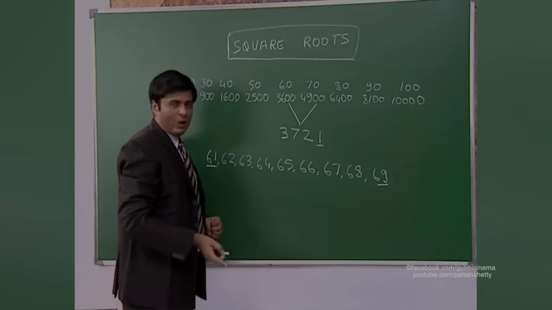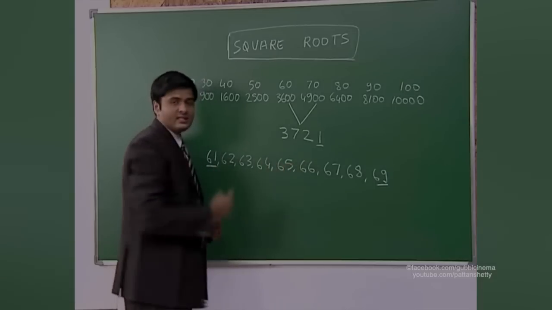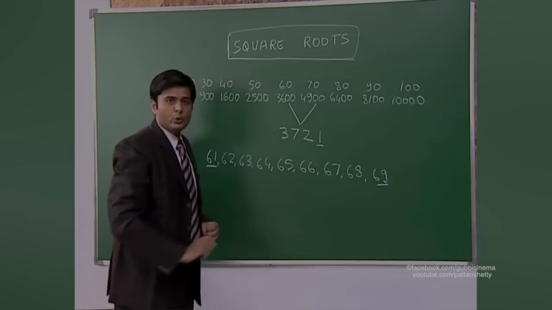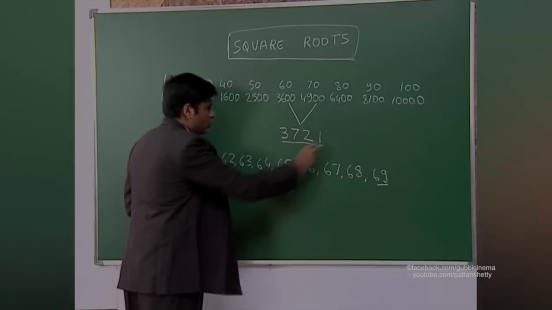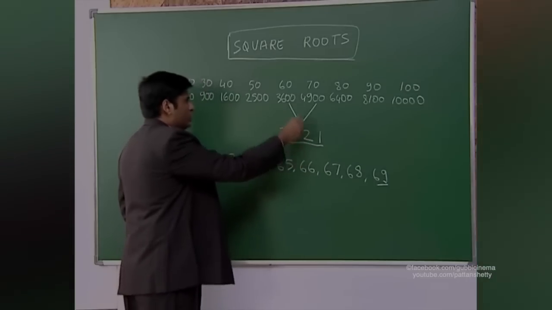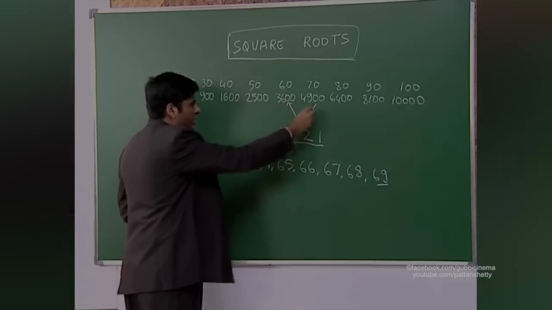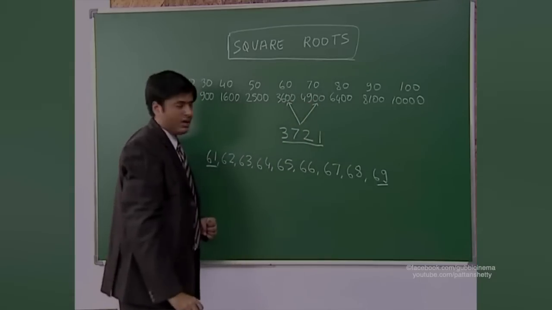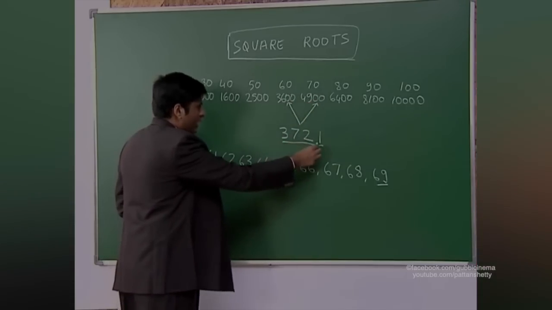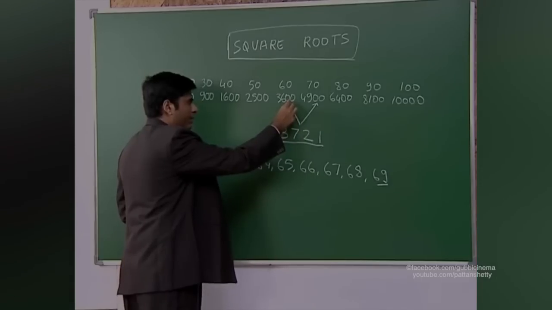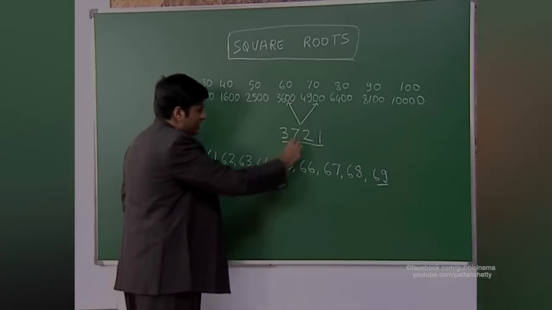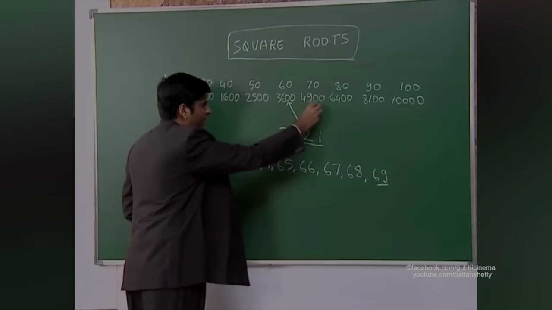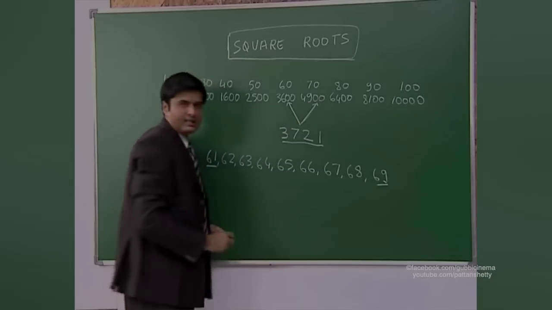Next, you must find out which amongst these two is the correct answer. How do you do that? Ask yourself, is this number 3721 closer to the smaller number 3600 or the bigger number 4900? If 3721 is closer to the smaller number, we will take smaller as the answer. And if it is closer to the bigger number, we will take bigger as the answer.